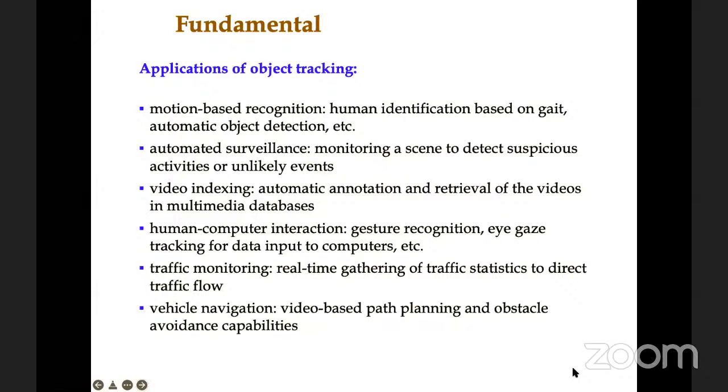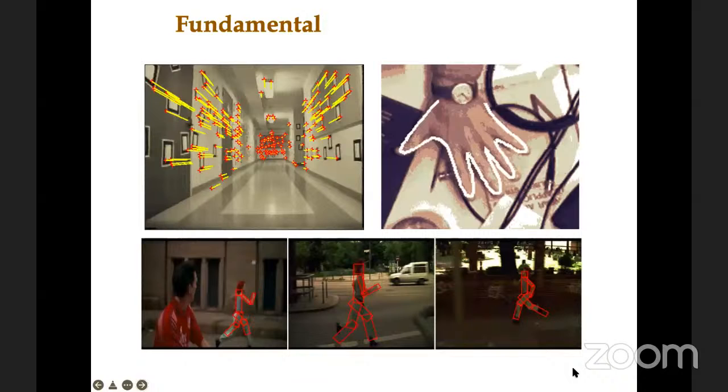Vehicle navigation is another important issue, and obstacle avoidance, path planning, etc. So we'll go ahead with some of the images. Now let's get introduced to the images, how exactly the problem of computer vision is going to be, and what is the complexity of the problem. You can see the first image, there is a corridor, and you can see certain colorful lines on the sides and on the front side.